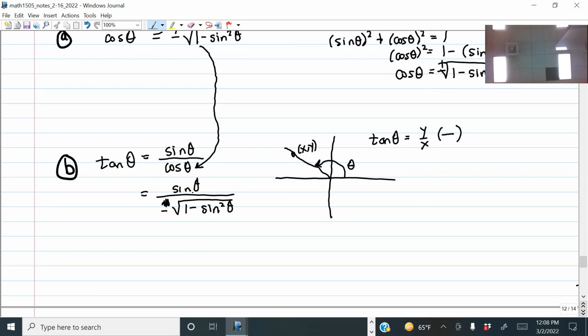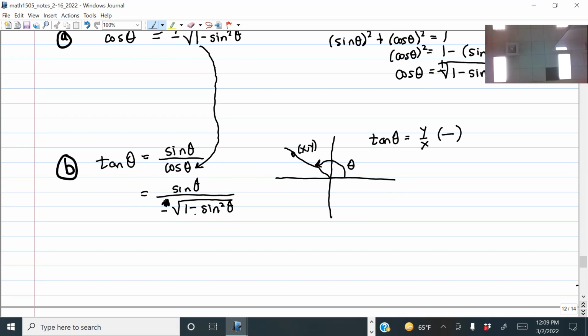Now, you may say, but what if the numerator were negative? Because then I'd have negative over negative, which is positive. But sine of theta in the second quadrant will be positive. So you have plus over minus, which is minus, which is what you want. Okay, you want the tangent to be negative. So there is the tangent written in terms of just the sine.